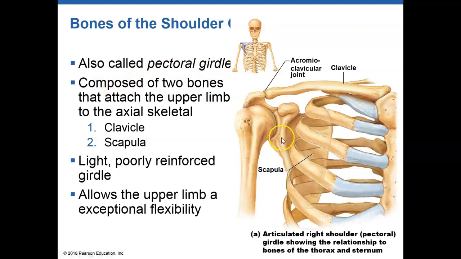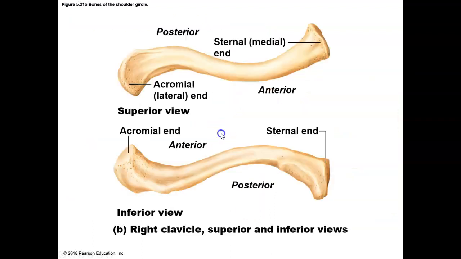So this is the pectoral girdle. The pectoral girdle has the scapula and the clavicle that make it up. It's a very small or very light girdle. It doesn't allow for a lot of protection. It's more for flexibility, so it allows for a lot of movement of the upper limbs. The pelvic girdle is going to be much more strong.